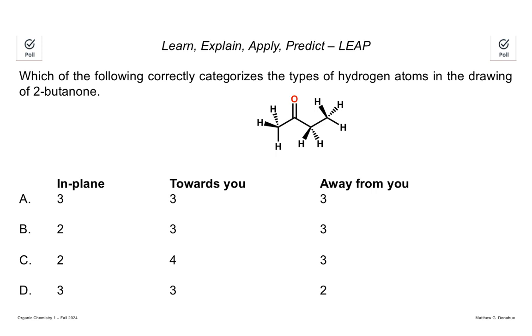So which of the following correctly categorizes the type of hydrogen atoms in the drawing? So in plane, we have 1, 2, so we can eliminate A and D. Towards us, those are the wedges. We have 1, 2, 3. So now we can eliminate C. B will be the correct answer. Let's figure out the ones away from us using the dash. There's 1, 2, 3. And so we see that B verifies that.